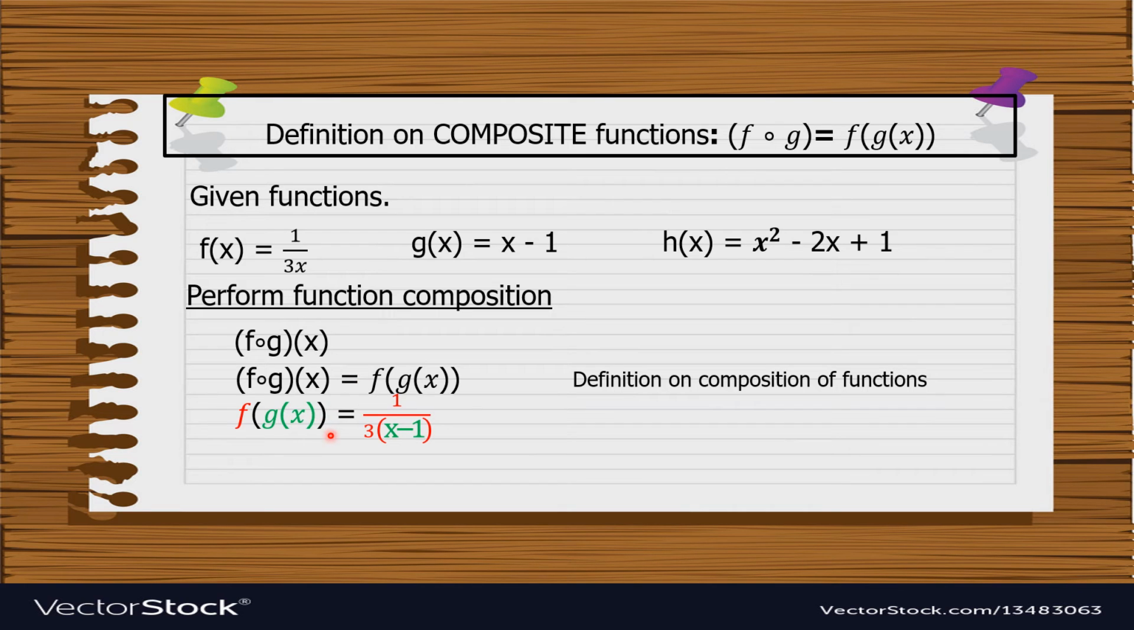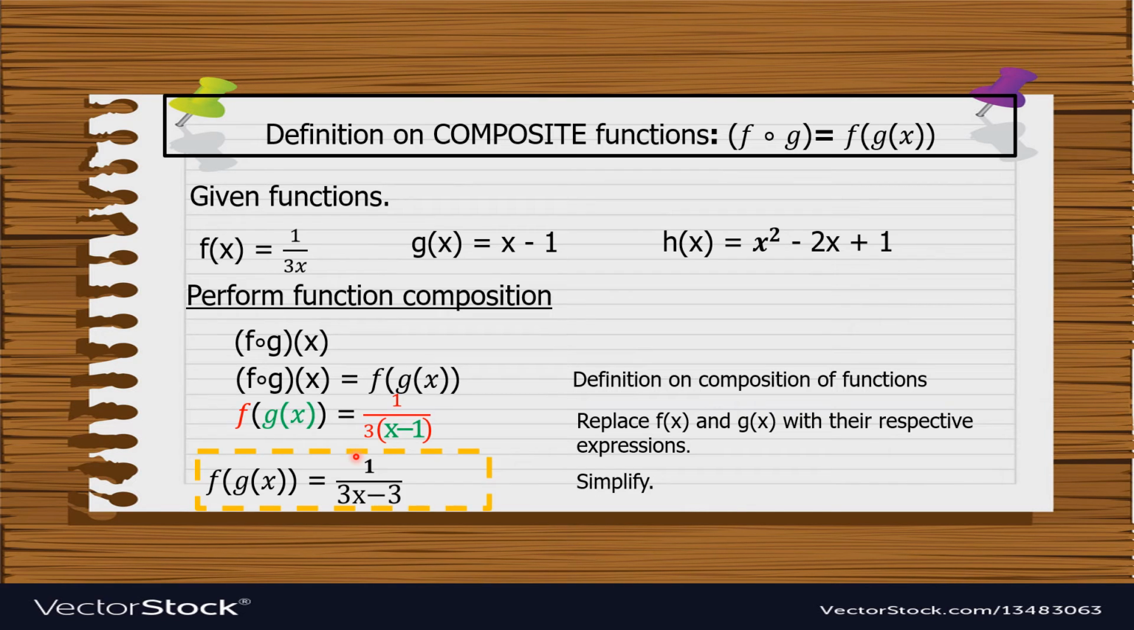So let us use this function, 1 over 3 multiplied by x. Instead of writing x, it will be replaced by the expression from the function g. So 1 over 3 multiplied by x minus 1. As you can see, the green color will be our g of x and the red color will be our f of x. So replace f of x and g of x with their respective expressions.